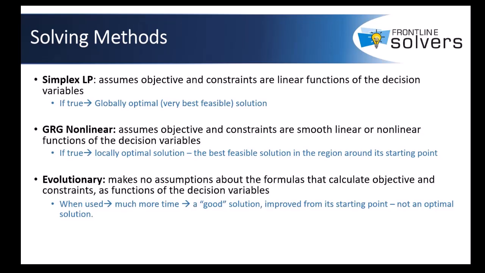GRG, nonlinear or generalized reduced gradient, method assumes that the formulas for the objective and constraints are smooth, linear or nonlinear functions. An evolutionary or genetic algorithm method makes no assumptions about how the formulas behave. Solver explores many possible solutions, but it can only find a good solution, not necessarily the globally optimal one. If you use the Simplex LP method on a truly linear model, you'll always get the optimal solution. But with the GRG nonlinear or evolutionary methods, starting values and model structure can impact the outcome.